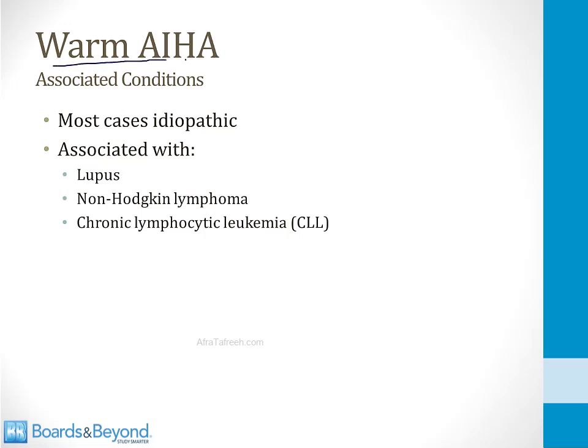Back to our discussion of warm hemolytic anemia, let's talk about the associated conditions. So most often, warm hemolytic anemia is an idiopathic disease. However, it can occur in association with lupus, non-Hodgkin lymphoma, or chronic lymphocytic leukemia.